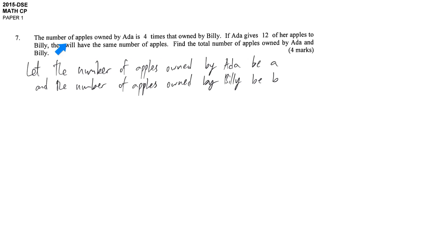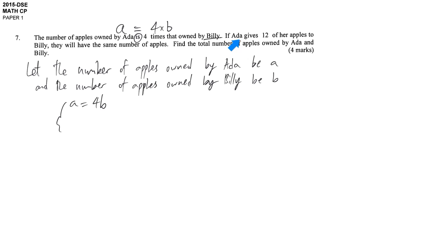So now we can translate the sentence. The number of apples ordered by Ada, so here represented by A, is, that means equal, 4 times of Billy, that means 4 times of B. We get the first equation: A is equal to 4 times of B.